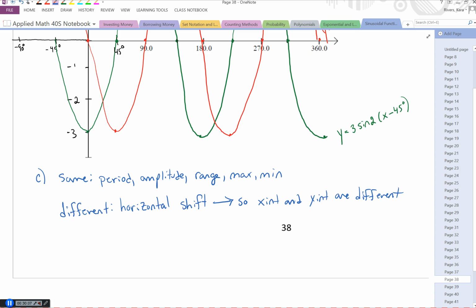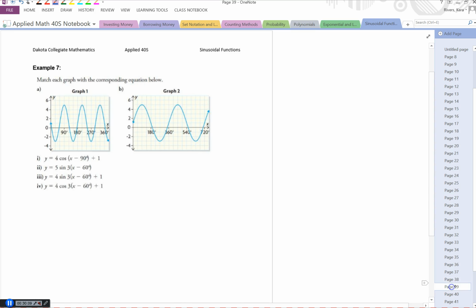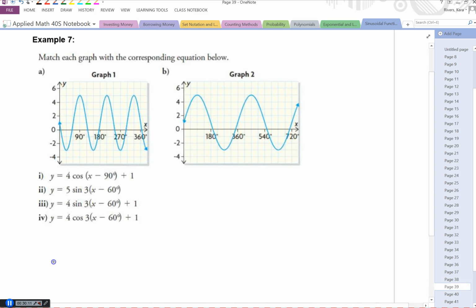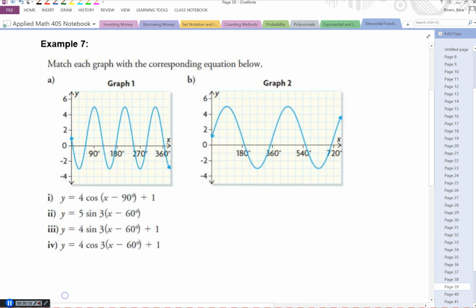Alright, let's take a look at example 7. In example 7, we're taking everything we've learned and trying to match these graphs with one of the equations below. So each graph has one match. Now, when you look at these graphs, we're going to be looking at the A value, B value, C value, and D value, and you can interpret that from the graph and then pick it out in the equation. So let's take a look at graph 1.